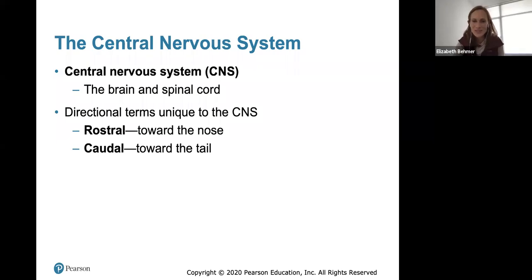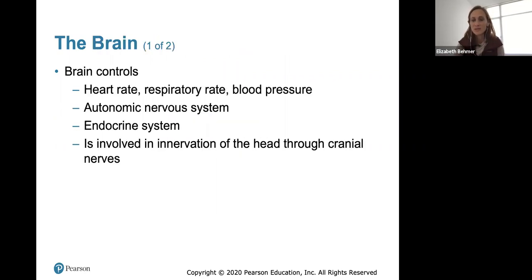So your central nervous system is made up of your brain and spinal cord, and we do use rostral and caudal as directional terms that are unique to the central nervous system. So rostral always means toward the nose, and caudal means toward the tail. So what does the brain do?